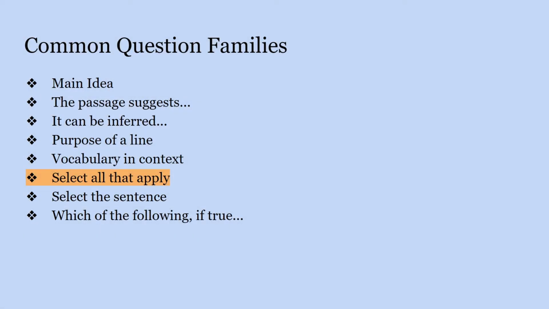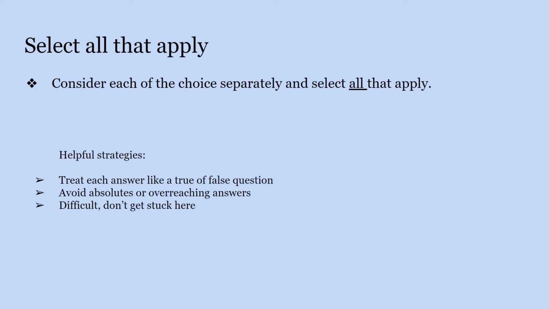The next type of question we want to look at is select all that apply. So this really refers to the directions, which you'll see. It'll say, consider each of the following choices and select all that apply. The question itself might read like the passage suggests, it might read like the purpose of a line, it might read like inference, but you have to sort of shift your thinking because you're not just dealing with one question now, you're kind of dealing with three separate true or false questions.